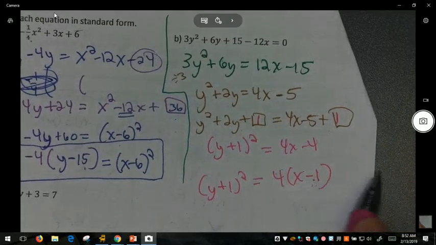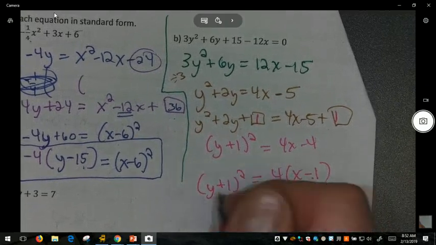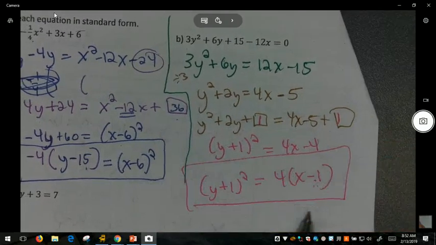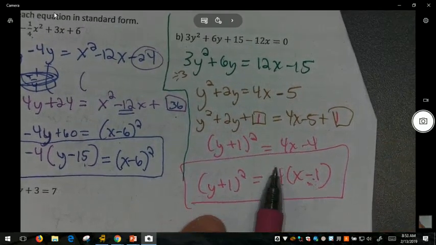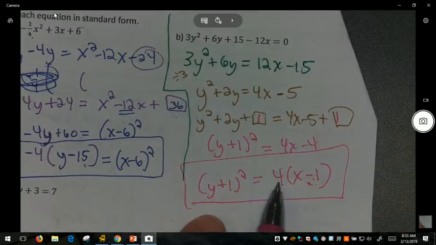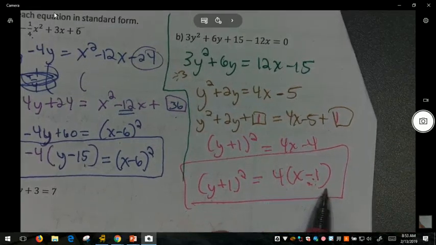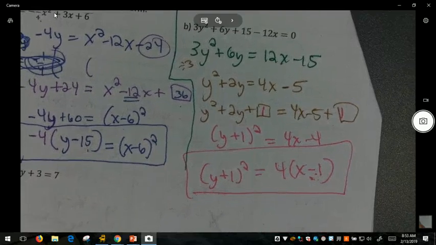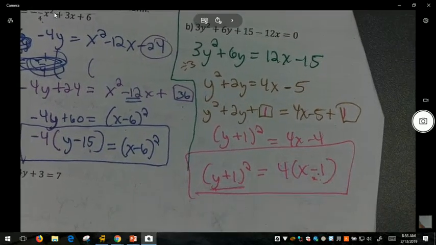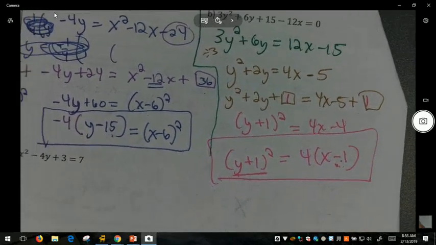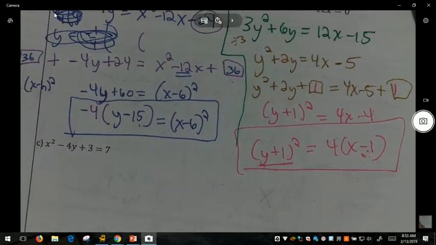This is the form the book would have. I prefer this to be on the left-hand side, but this is good. We can clearly see the vertex. We can see the value of 4p. P is the value of 1. The vertex is 1, negative 1. And we know it opens left and right because it's the y that's squared. This one will open right because p is positive.